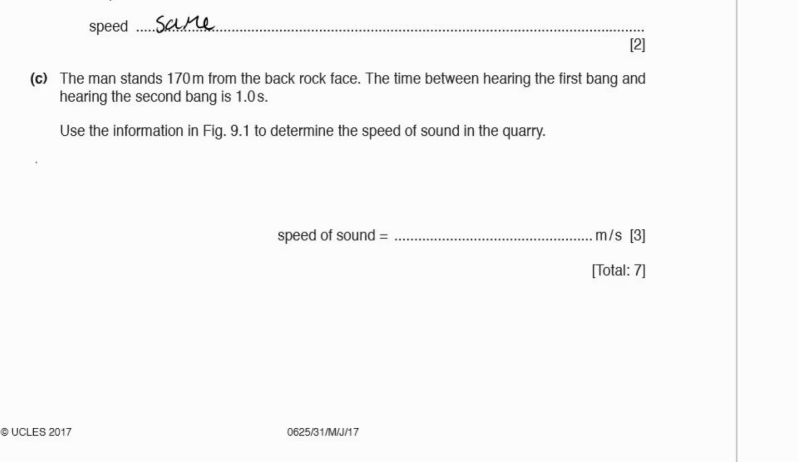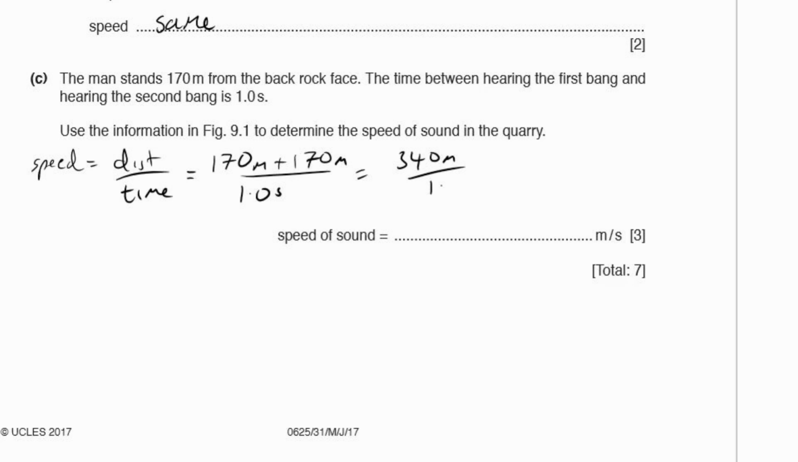Okay, so now we need to use our equation for speed. Speed is distance over time. And the distance travelled is 170 meters towards the rock face and another 170 meters back. Divided by the time, which is 1.0 seconds, and that will give us 340 meters divided by 1.0 seconds, which is 340 meters per second. So the speed of sound is 340 meters per second. The units are already there. Excellent.